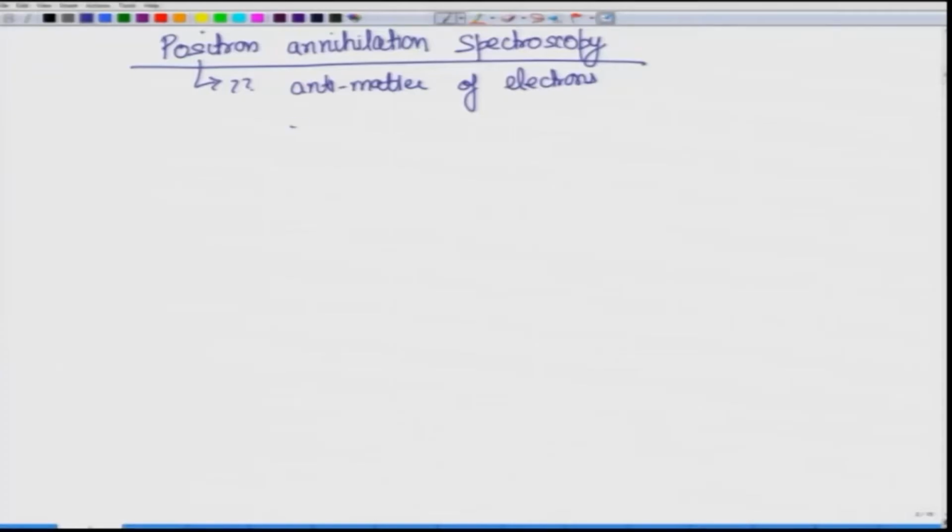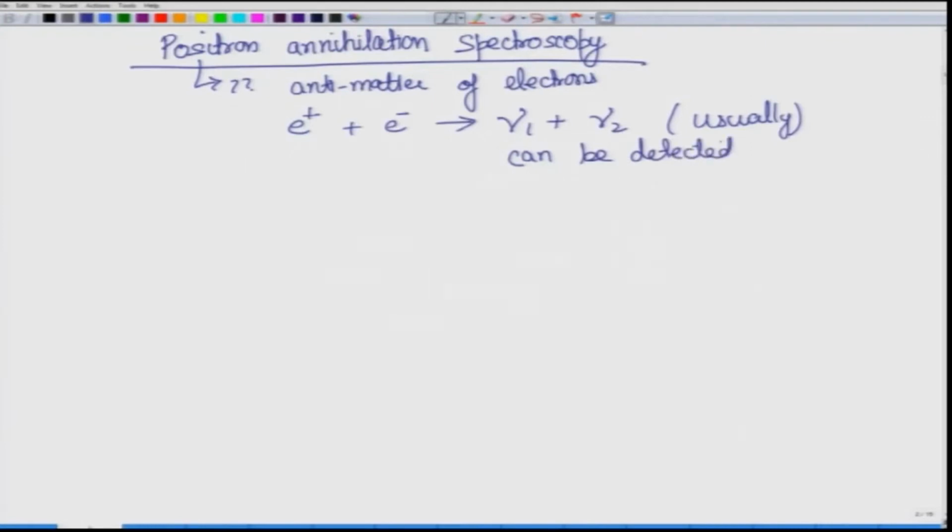The equation can usually be written in this form: E plus, which is your positron, and E minus, which is your electron. When they combine together, you will get something like this, gamma 1 plus gamma 2, which are the wavelengths of two different gamma radiations, and usually it comes out in this form. That is why I have written it. Otherwise, in a more general way, you can just say gamma, which will be the energy in terms of photons. And now, these are the gamma that can be detected. But why are we able to detect? How is this detection of the gamma after positron annihilation going to help us?